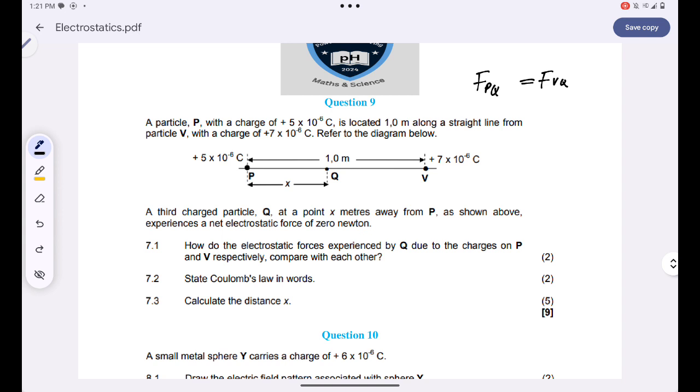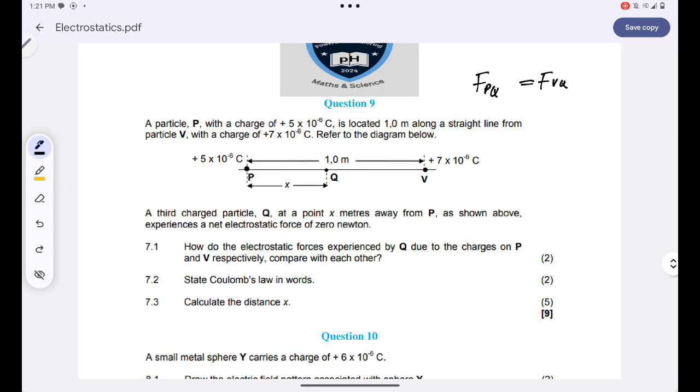They want us to state Coulomb's law. It simply states that the electrostatic force between 2 point charges is directly proportional to the product of the charges and inversely proportional to the square of the distance apart. Okay, they want us to calculate the distance x.